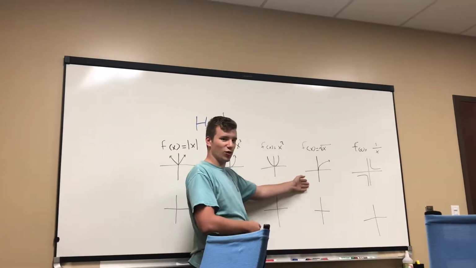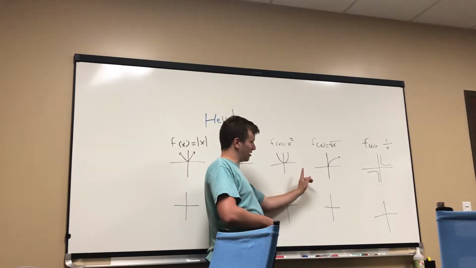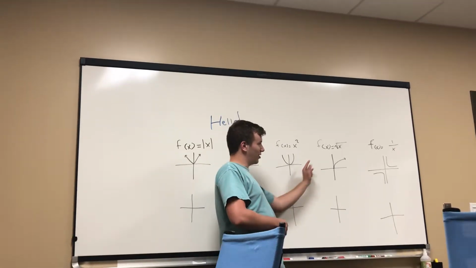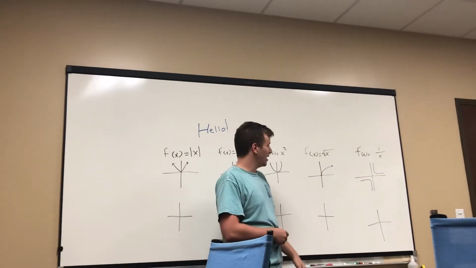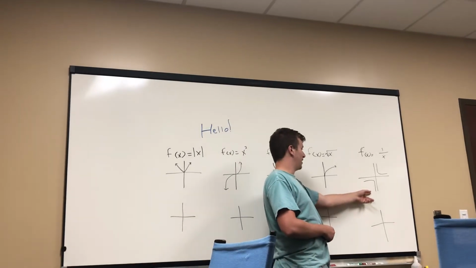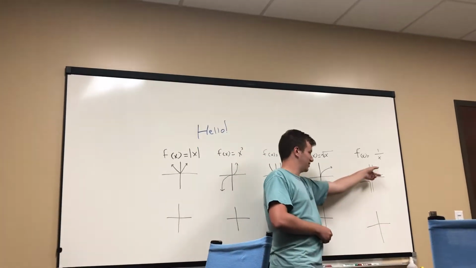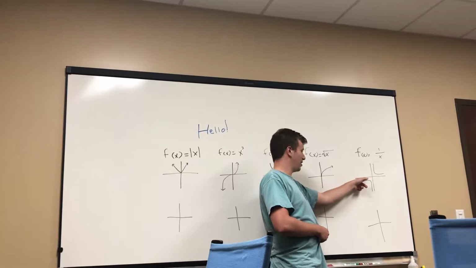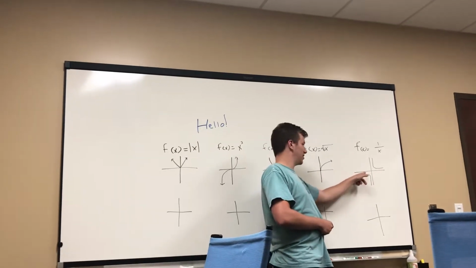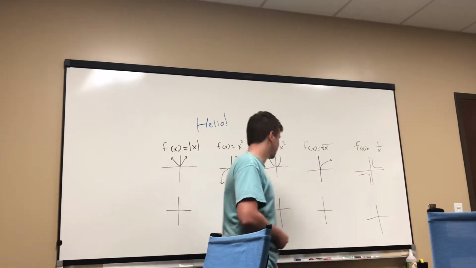Here we have the square root graph. It's just at 0, 0 going up, and it keeps going. And here we have the reciprocal graph, and it's got these two little curves, and these are never going to go past the x-axis. They're going on forever and ever.